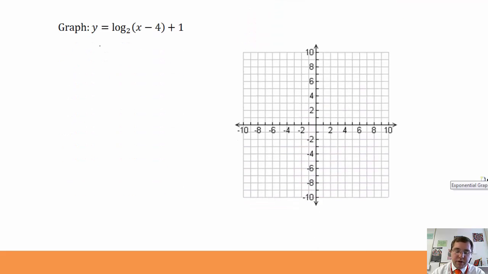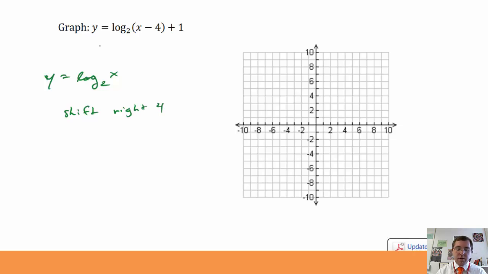And here's a challenge. Let's graph y equals log base 2 of (x minus 4) plus 1. So we're taking the log of x minus 4, then we're adding 1. Well, this is not really that much of a challenge. It's just taking the graph y equals log base 2 of x and shifting it. Shifting it which directions? Well, it is shifting it right 4, so the minus 4 does that on the inside of the parentheses. And it's shifting it up 1. That's what the plus 1 does on the outside.